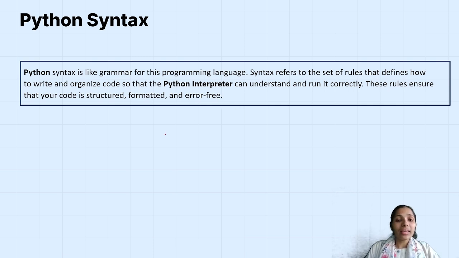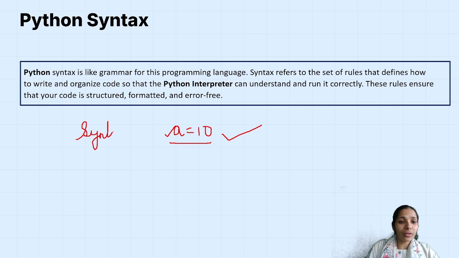Now, for example, in Python, if I want to initialize a variable, I can just say a equal to 10. It indicates that the variable a is holding the value 10. So this is the correct way of initializing a variable in Python. There are certain rules and regulations, and these rules and regulations are called syntax. So here the syntax to initialize our variable is a equal to 10, which indicates that the variable a is holding the data 10.